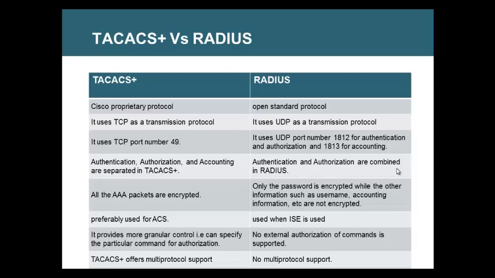Next, in TACACS, all the AAA packets are encrypted. See, more secure, no? Whereas in RADIUS, only the password is encrypted, while the other information such as username and accounting information are not encrypted. And I was telling you, for TACACS, you need a special server called ACS, Access Control Server. Whereas for RADIUS, you may use a Windows Server operating system, or you may use ISE, that is also from Cisco.